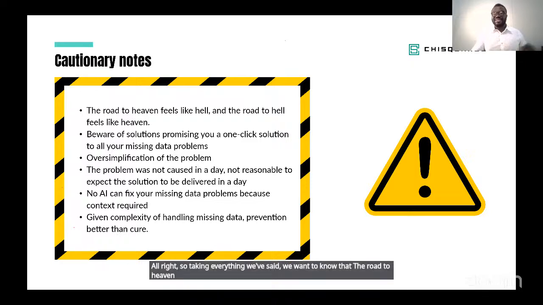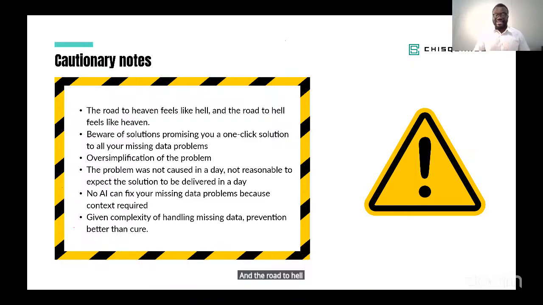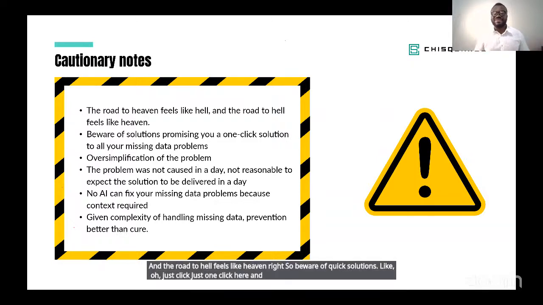All right, so taking everything we've said, we want to know that the road to heaven feels like hell and the road to hell feels like heaven, right? So beware of quick solutions, like, oh, just one click here and all your problems are gone.